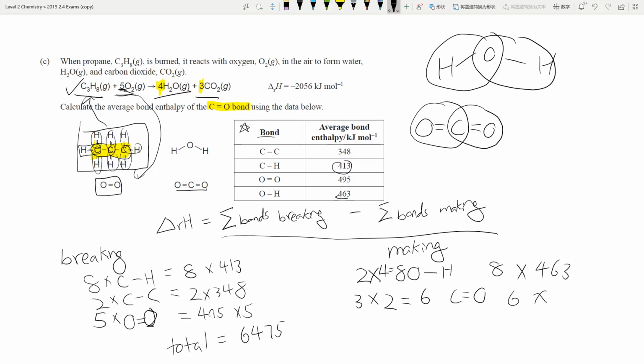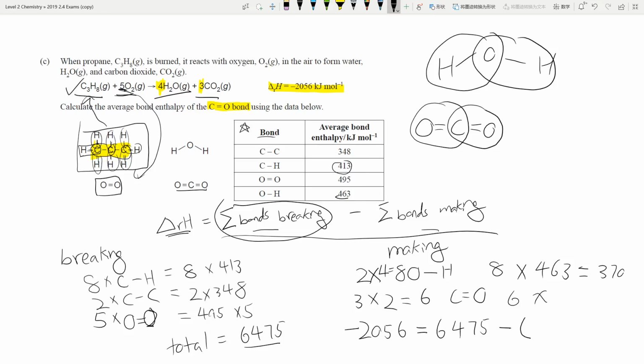Okay, so that means the change of enthalpy is the total of bonds breaking minus bonds making, which gives you the change of enthalpy. The change of enthalpy is already given. So let's substitute numbers in. Change of enthalpy is given, so it's negative 2056 equals the total of bonds breaking, which is 6475, minus 8 times 463, which is going to give us 3704, plus 6x. Now make sure it's bracketed, because these two are in brackets, because it is the total of these two.